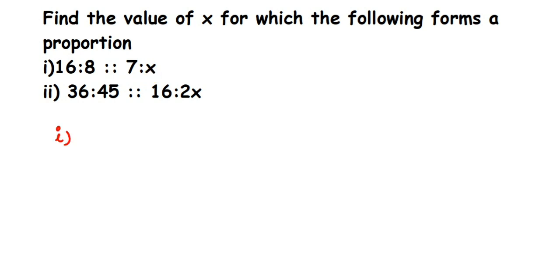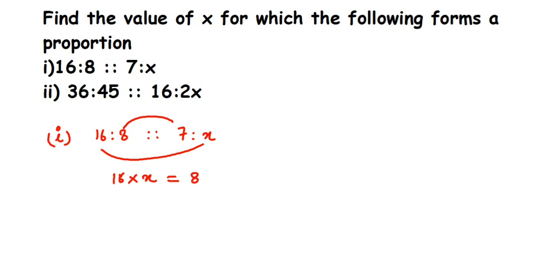So the first question, we have 16 is to 8 in proportion. The double colon is the symbol for proportion, and then 7 is to x. Now the extremes, like I said before, are the ones at the corner, at the end. So the product of extremes, that is 16 into x, these are the product, meaning multiplication. 16 into x will be equal to the product of means. The ones at the center, that is 8 and 7, they are called means. So the product of means is 8 into 7.